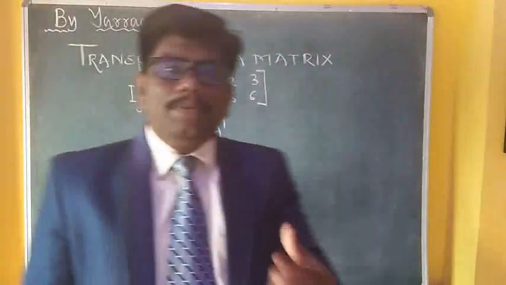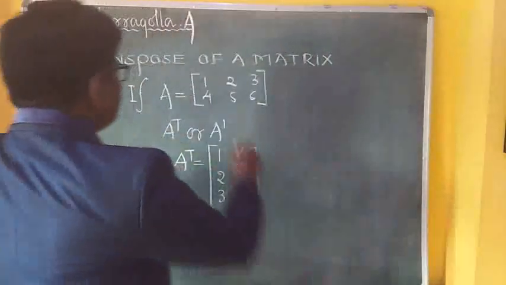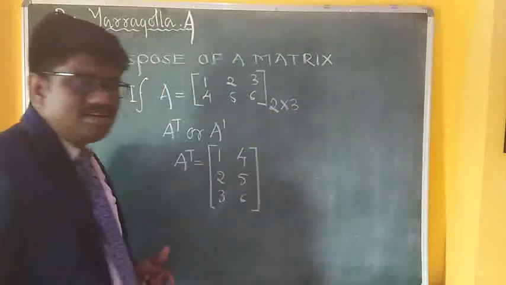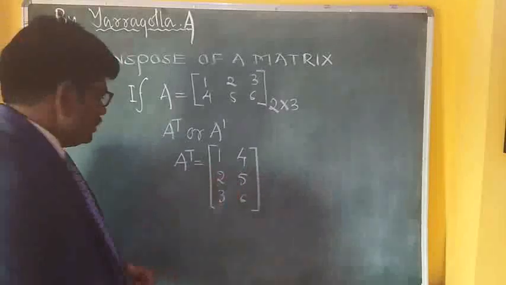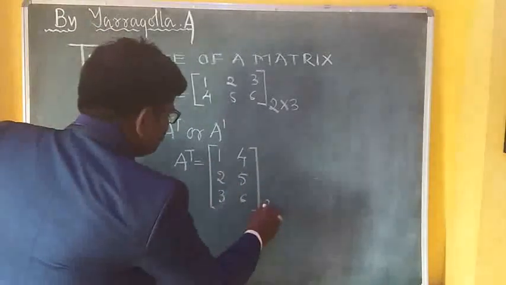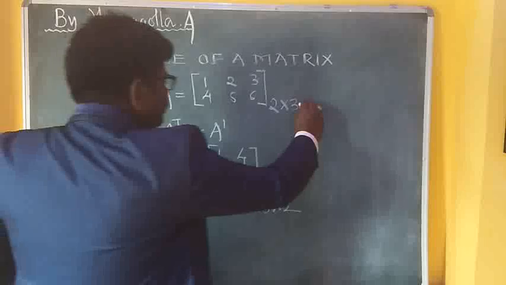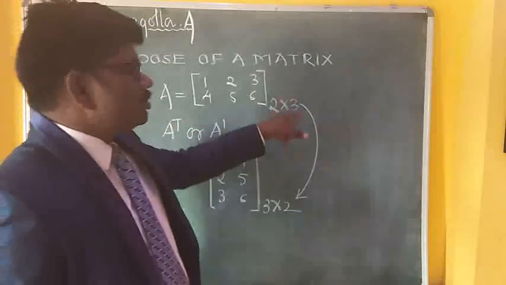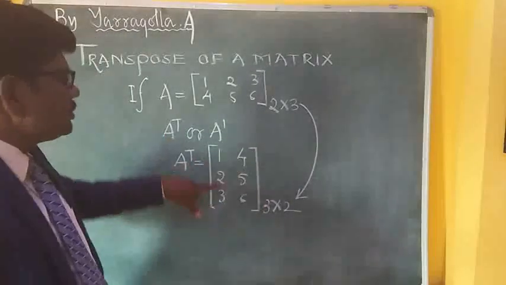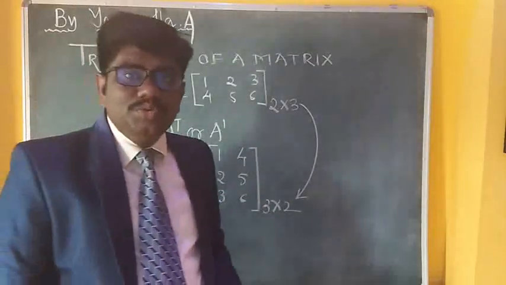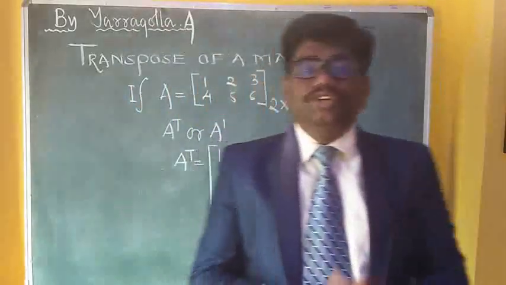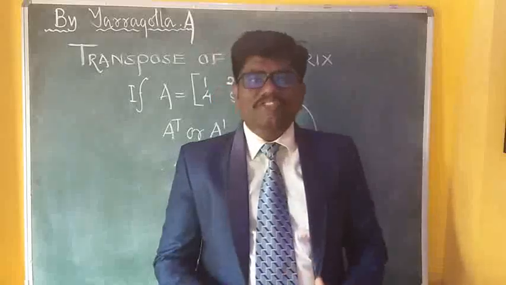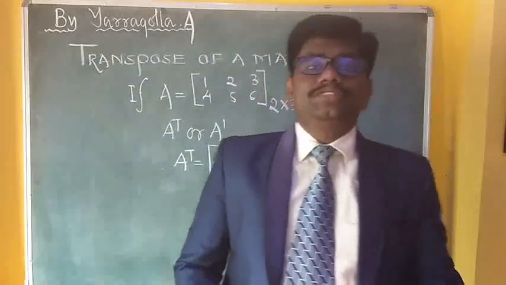What magic is happening here? See here the order of the given matrix is 2 cross 3. Now what is the order of this matrix? Yes, 1, 2, 3, that means 3 rows, 2 columns. Can you see the change that happened here? Yes, here it was 2 cross 3. Now after transposing it became 3 cross 2. This is the magic that happens when you transpose a matrix. That means the number of rows becomes the number of columns and the number of columns becomes the number of rows.